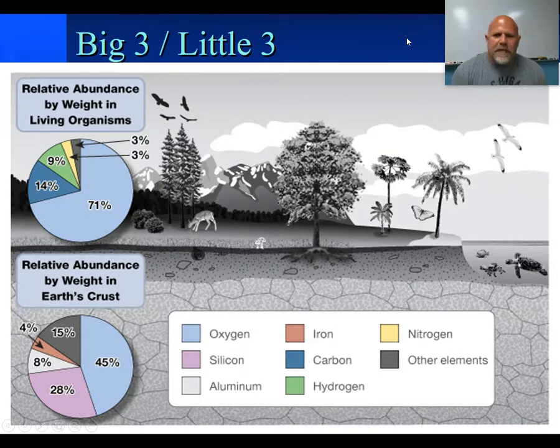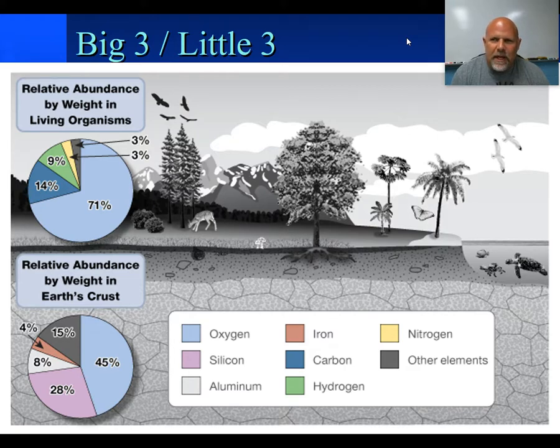All right, today's presentation is going to be on the big three and little three. What the big three and little three are is the three most common atoms that we find in living things and the next three most common atoms we find in living things. So carbon, hydrogen, and oxygen are the most common things we find in living things. They make up over 90% of living things.